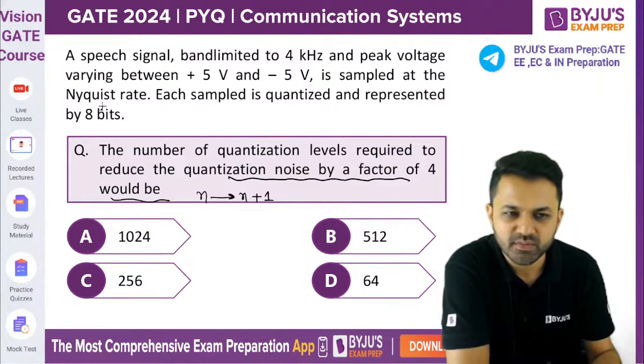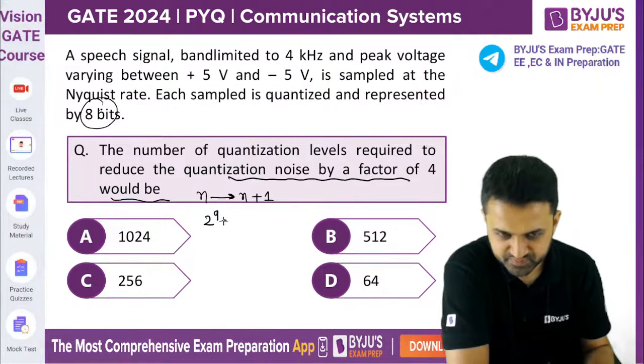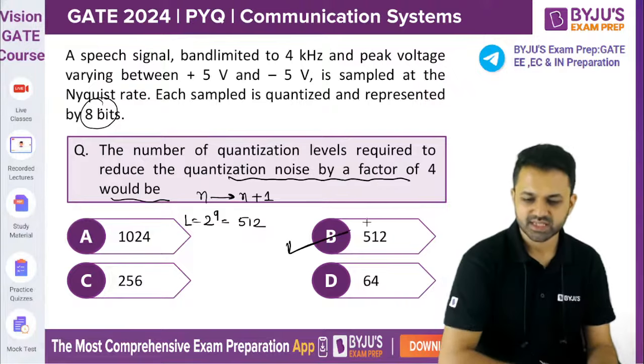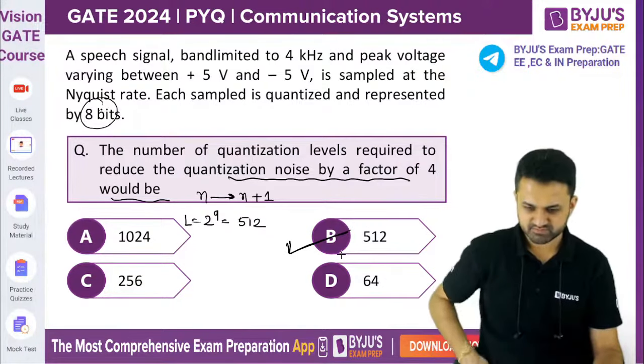So previously how many bits were we using? 8. Now how many bits should you use? 9. So 2 to the power 9 means the number of levels would be 512. Answer is option B. Correct?